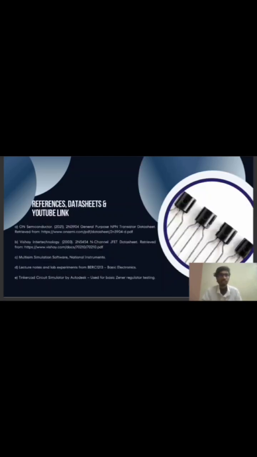And this is our reference, datasheet and YouTube link. So our sources included datasheets on semiconductors and visual simulation with tools like Multisim and Tinkercad.